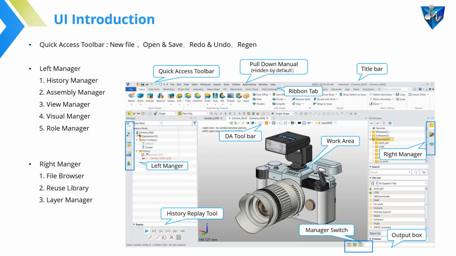Moreover, on the left hand, you can find the left manager. You can switch between the history manager, assembly manager, view manager, visual manager, and the role manager. On the right hand, you can find the right manager. It consists of the file browser, reuse library, and the layer managers. And on the bottom right, you can find the output box and the manager switch. I will introduce more detail in the software later.